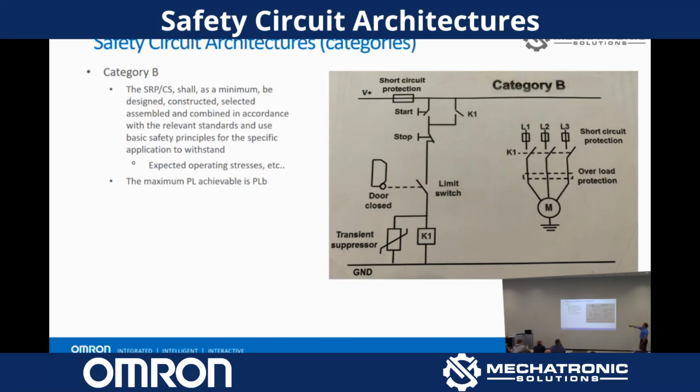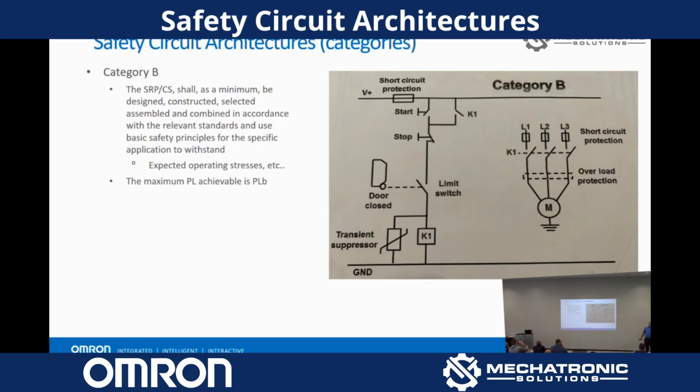Okay, so we've got a single channel. Door closes, limit switch closes, powers up this contactor. These things close, motor starts spinning, dangerous stuff starts happening. Okay, that's category B. It's directly out of the standards: this shall be designed, constructed, selected, and assembled in accordance with the relevant standards and use basic safety principles for the specific application intended to withstand expected operating stresses. The maximum performance level achieved with this category, if we have a really high MTTFD and really good diagnostic coverage, is performance level B.